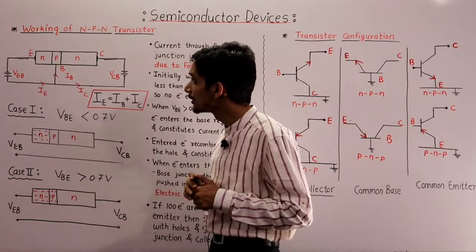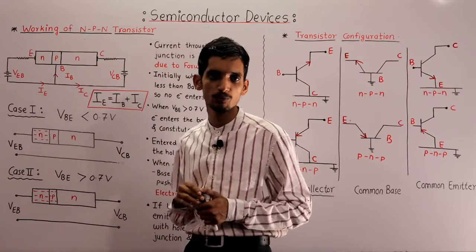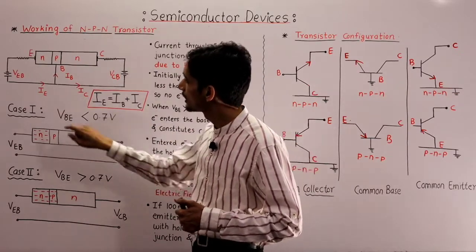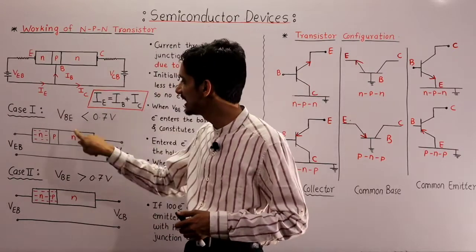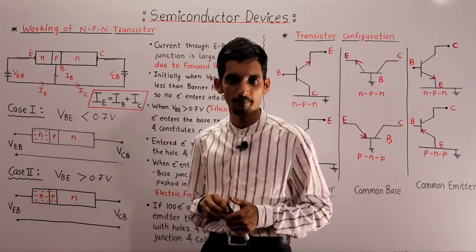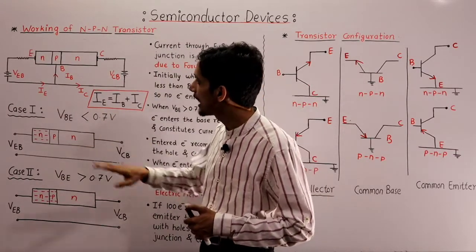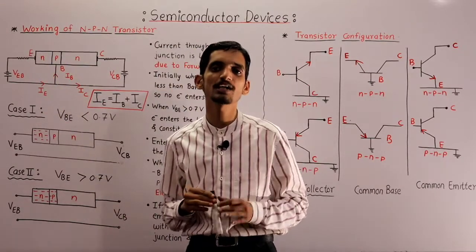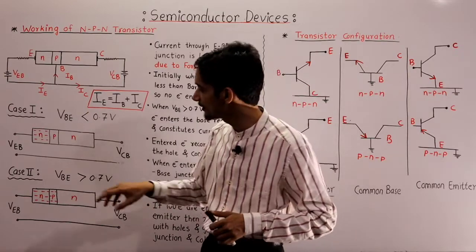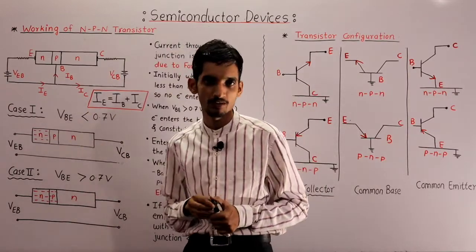Now, how it works, that we have to discuss. Consider the applied voltage between base and emitter is less than 0.7 volt. At that time, what will happen? As this is an N-type semiconductor, the majority charge carriers are electrons. So definitely electrons are present here.